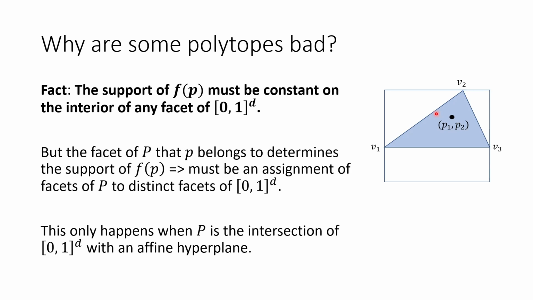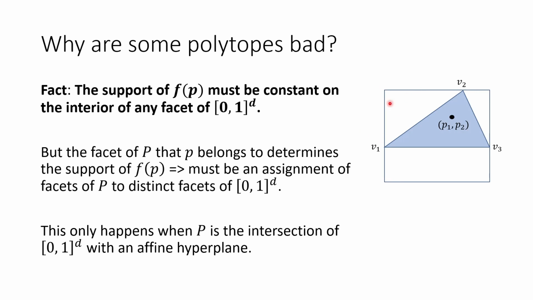Now it says that the support of f of p, because f of p is a distribution over v1, v2, and v3, has to be constant on the interior of any facet of [0,1]^d. And by facet of [0,1]^d, I mean, in the square case, one facet is the entire square itself, so the interior is the interior of the square. There are 4 more facets corresponding to the edges. And then there are 4 other final facets corresponding to the vertices of the square.